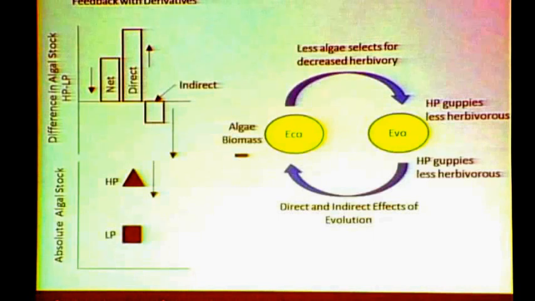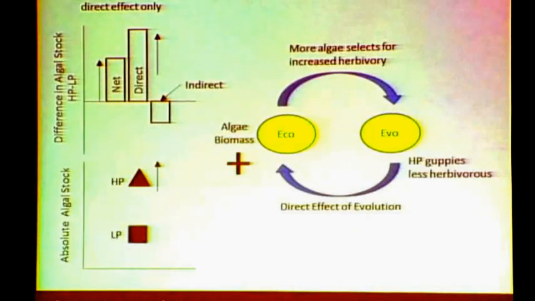If we had only considered the direct effects in this case, we would actually get the opposite result. You would see that algal biomass, instead of decreasing, would increase, and more algae should select for increased herbivory, and then HP guppies would be selected to be more herbivorous. And this now would be a case of balancing selection. So we get very different patterns of selection, whether we consider the direct effect only or the direct and indirect effects of evolutionary change.